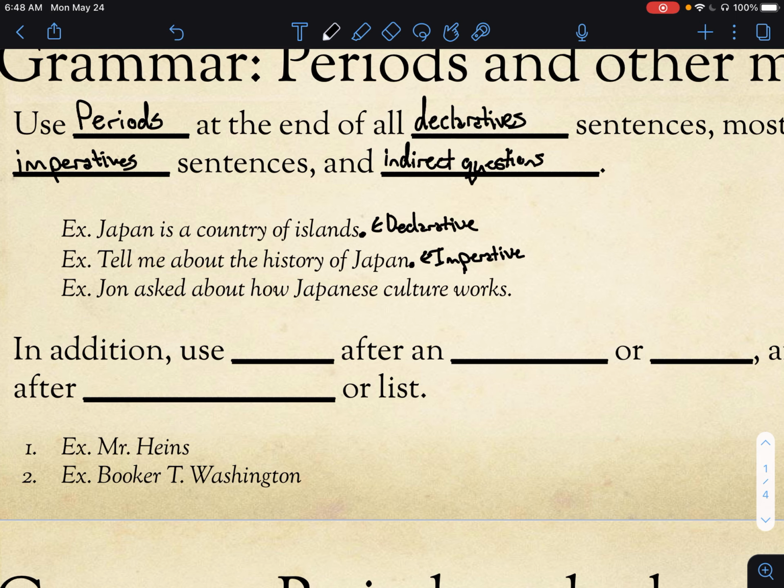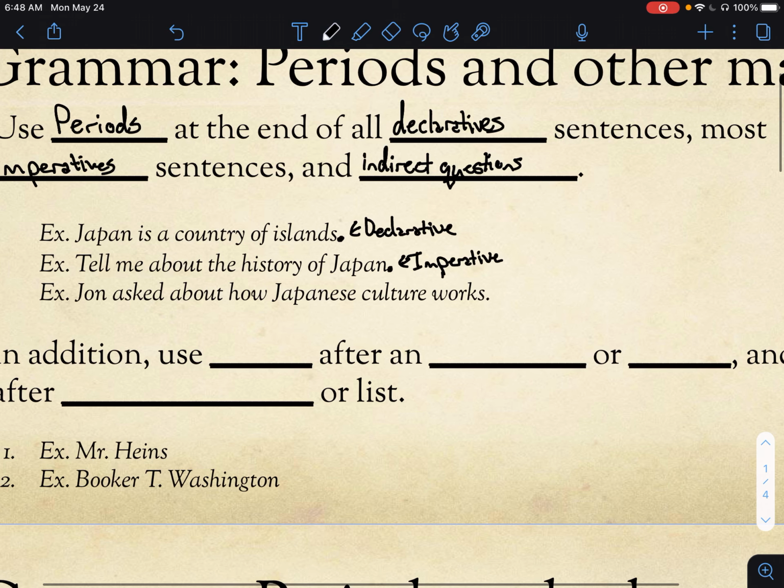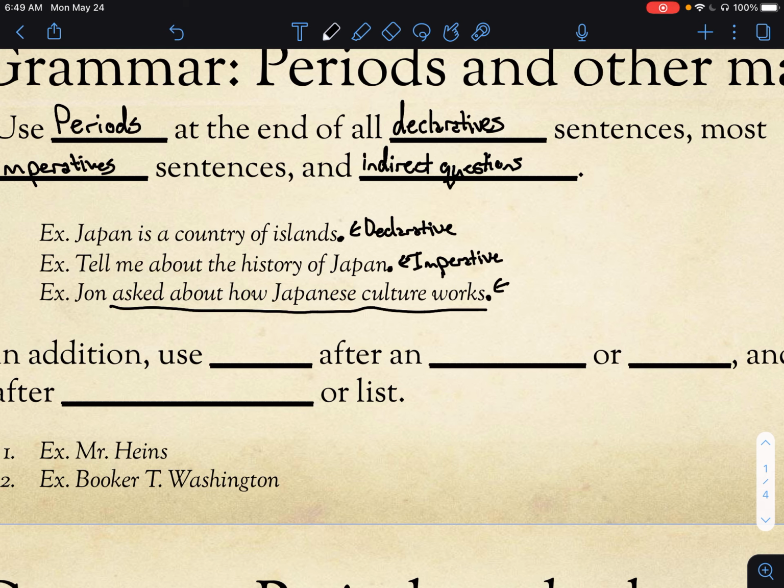And this third one is what we call that indirect question. So it's John asked about how Japanese culture works. We're not just saying, hey, how does Japanese culture work? We're saying he did this thing where he indirectly speaks a question. Okay? And that's what we call indirect questions.